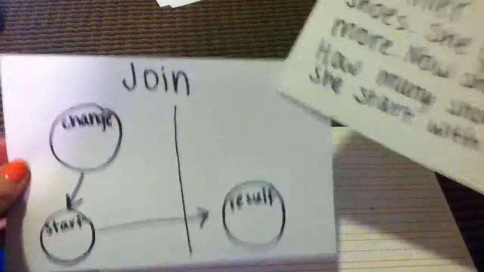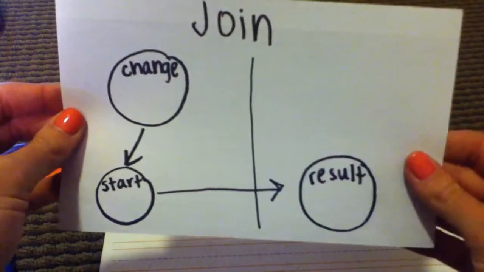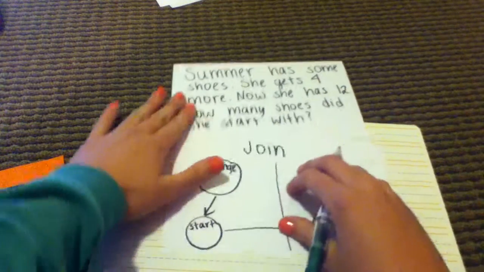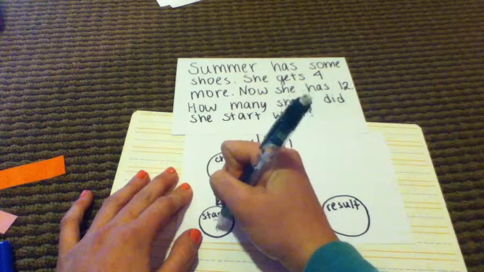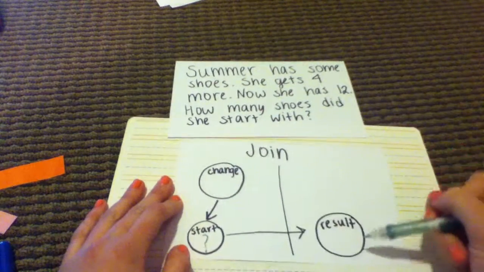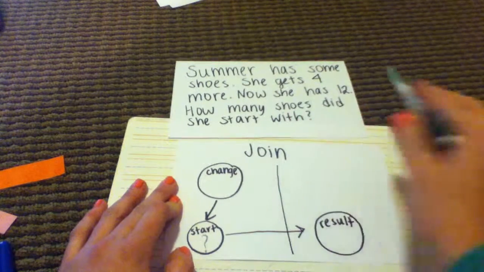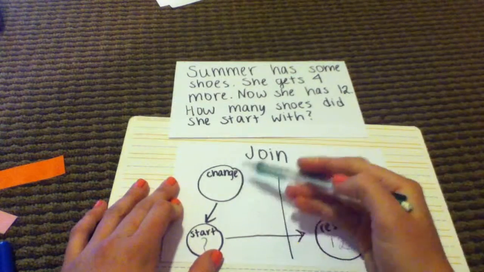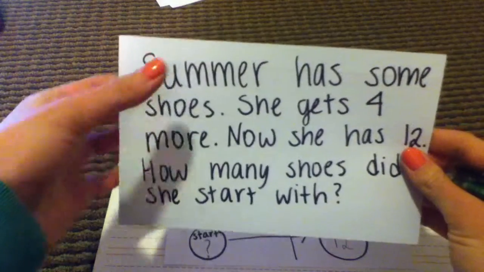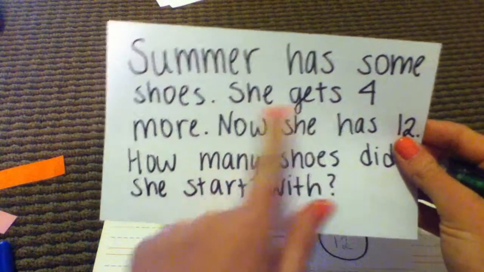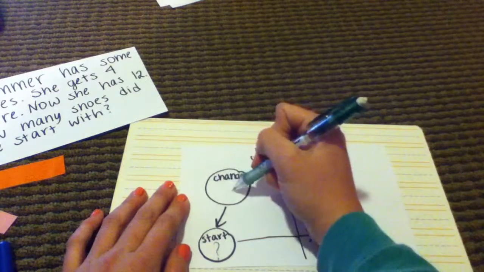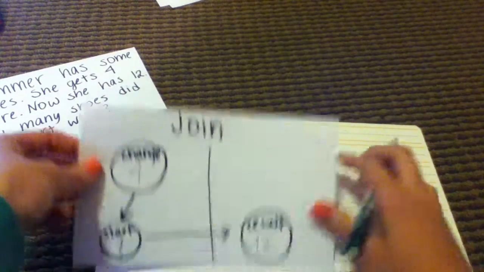So I chose a join problem type for this because we have a start, which is the number we're looking for because it says she has some shoes, but we don't know how many. So I'm going to put a question mark in our start. And then we know the result. It said she ends up with 12 shoes. So our result is 12. And then the change, she changed the beginning number she had by getting 4 more, and she's adding those. That's why our arrow is going into the start. So I'm going to put 4 in our change.